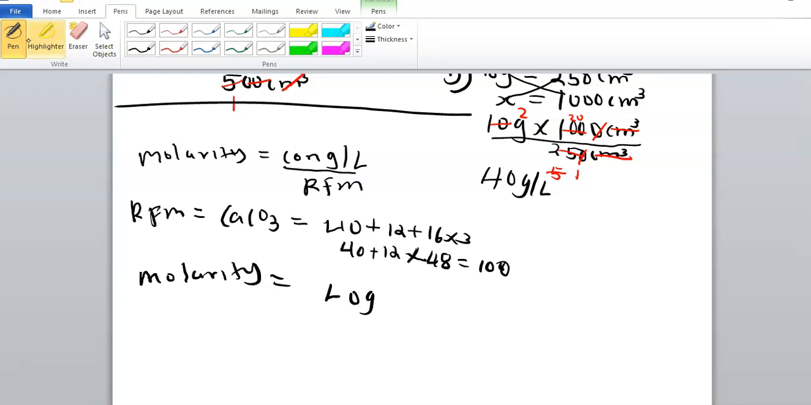Why is my pen not going well? Let me do that erasing.